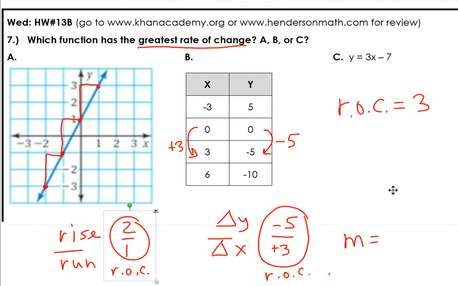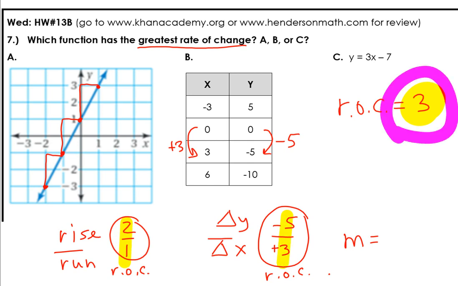So of these 3 answers, which one is the greatest? So of these 3 answers, the greatest one is this one, right? This is 2. This is negative 5/3. But this one is the largest.